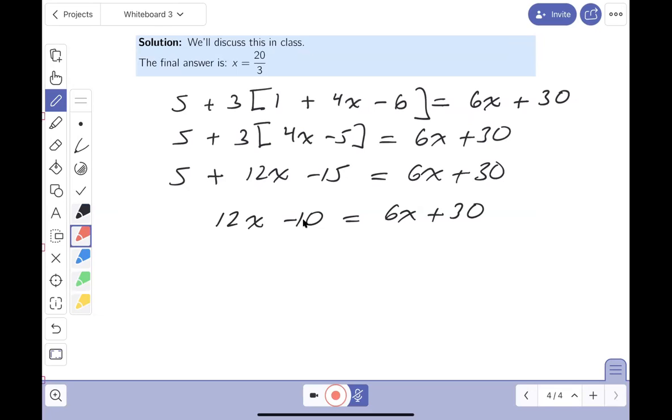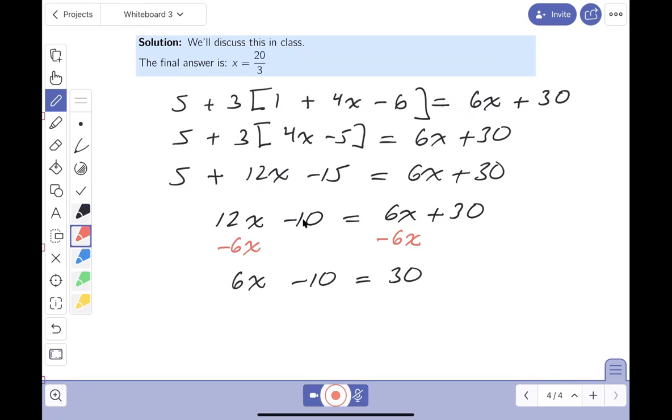Now I want to get the x's onto one side by an addition or subtraction. And I'm going to subtract 6x from both sides. All right. One step at a time. What do you get? 6x minus 10 is equal to 30. All right, let's keep going.